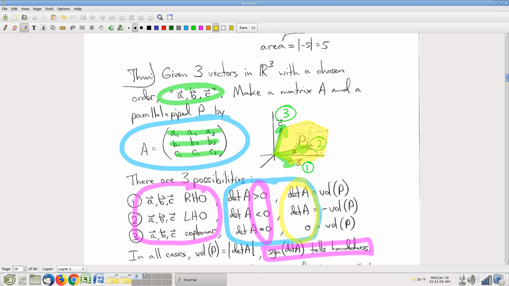Namely the volume. Totally analogous to the previous theorem.